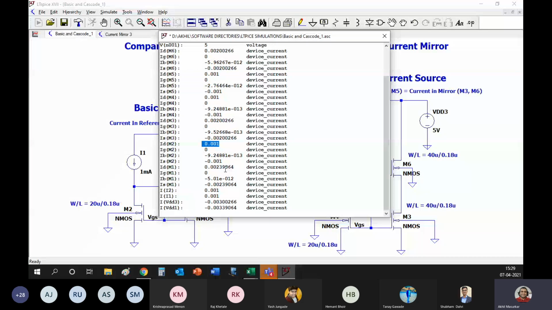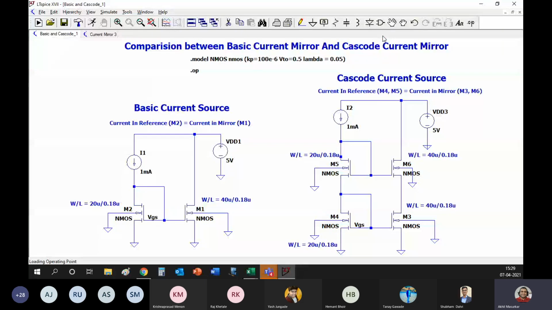Whereas if you see here, IDM4 is 0.01 and IDM3 is 0.020. So this is 1 milliampere, this is 2.002 milliamperes, which is almost 2 milliamperes only. So I would say that under the given channel length modulation parameter, the cascode current mirror is much better than the basic current mirror. So now everybody will post the outputs like this with the proper nomenclature.